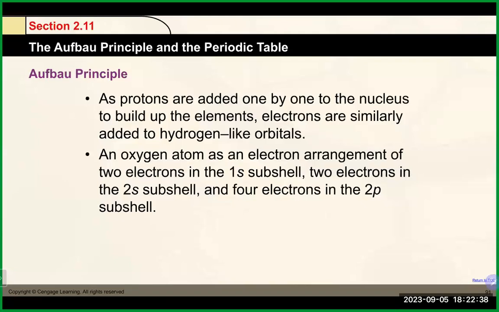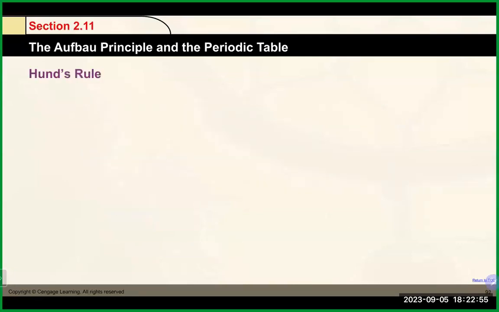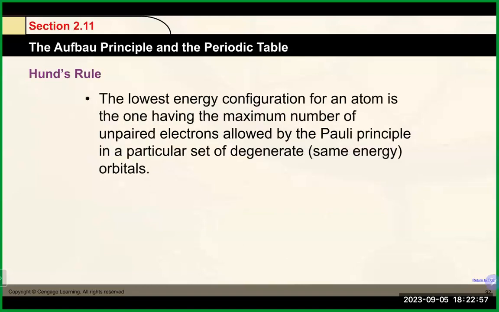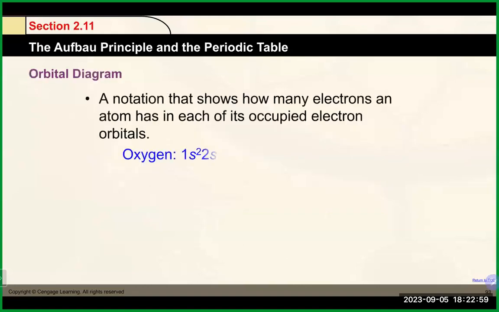and what's on there. So another principle is the Aufbau principle, which is as protons are added one by one to the nucleus, a build-up principle. That again is how electrons are added to orbitals. We build it up from lowest energy to highest, and there's our oxygen that we did, and our Hund's rule, and our orbital diagram as well.